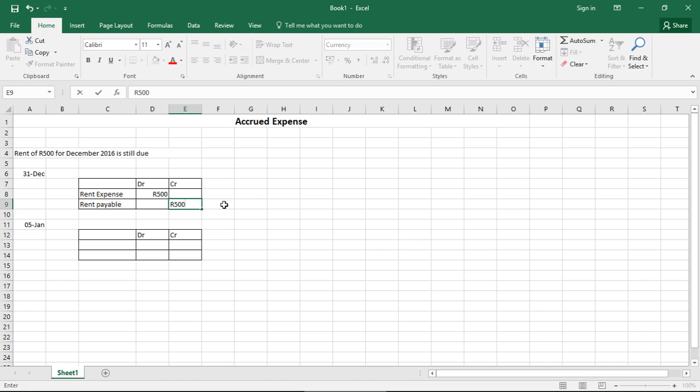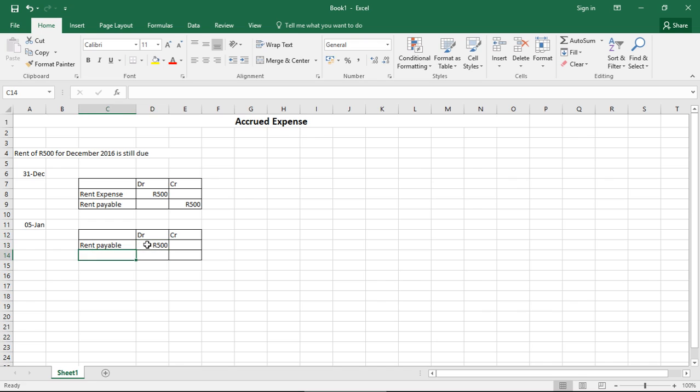Now, let's say that on the 5th of January, they pay that rent expense. So this is the 5th of January. How do we adjust that journal entry? We're going to debit rent payable, because now we are reducing the liability, which we know is reduced on the debit side. So rent payable of 500 Rand.